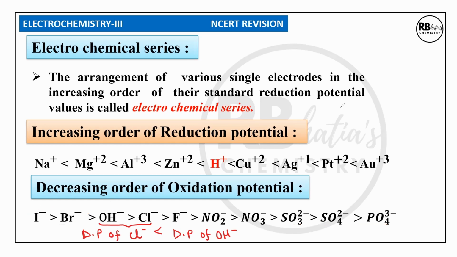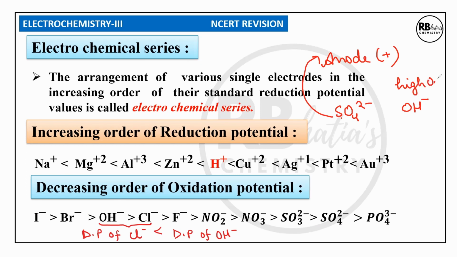preferentially oxidized. For example, if we have sulfate ion and OH negative ion competing for oxidation at the positive electrode, anode, you know, opposite ions attract. Negative ions get attracted towards anode or positive electrode. So out of sulfate and OH negative ion, since OH negative ion has a higher oxidation potential, it gets preferentially oxidized. But if we have a comparison between iodide ion and OH negative ion, then it's iodide ion which has a higher oxidation potential and gets preferentially oxidized.